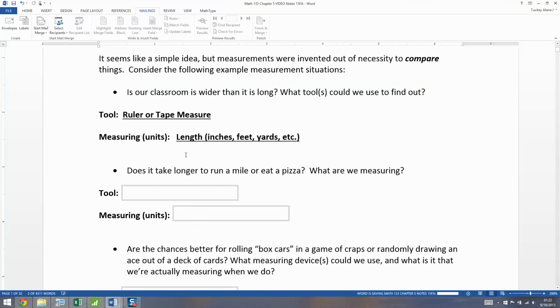All right, now what about how long it takes to run a mile or eat a pizza? I imagine that would depend on how hungry you are and what you are running from, but what would you be measuring and what tool would you use? Well, it would be a stopwatch, right? Or let's face it, the stopwatch app on our phones. And then we'd be measuring time, right? In seconds, in minutes, etc.